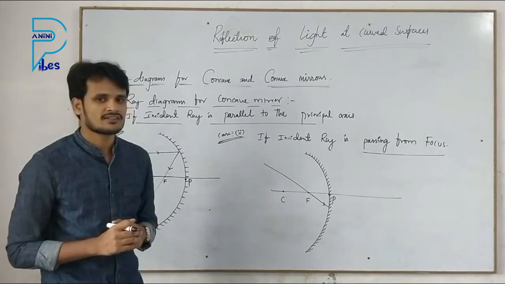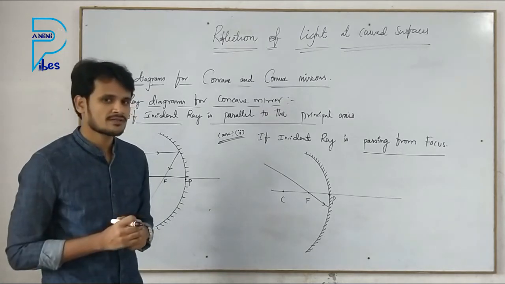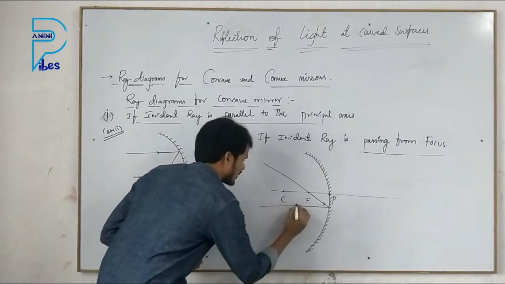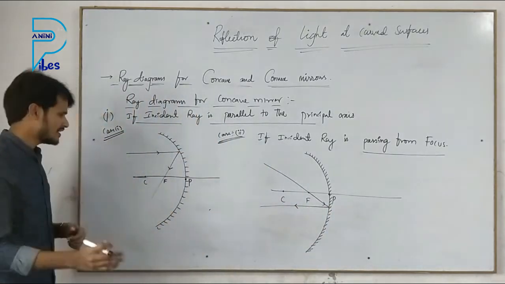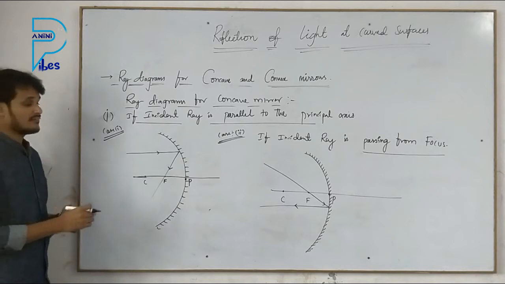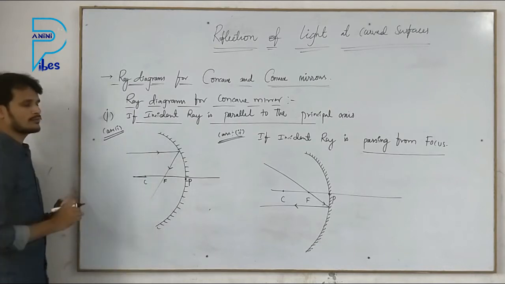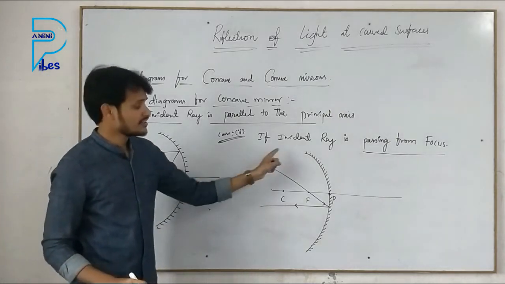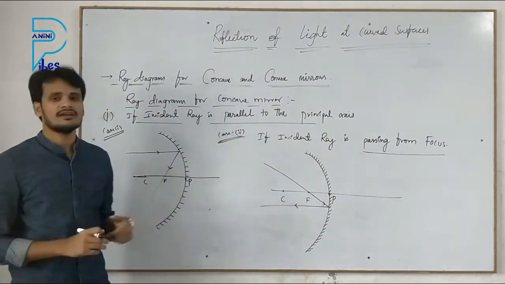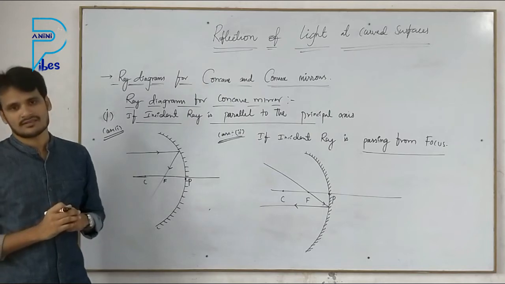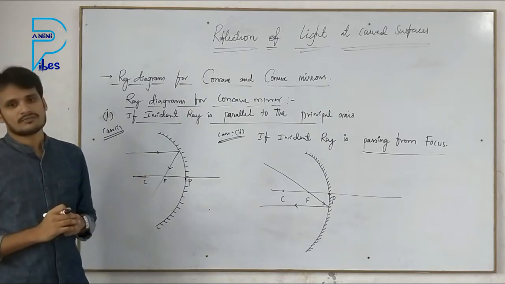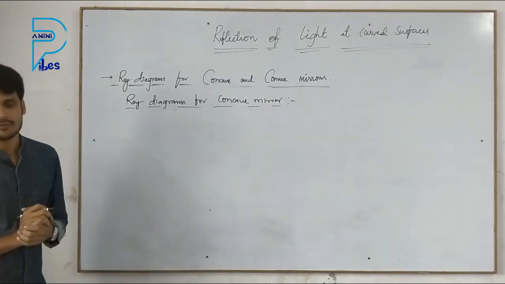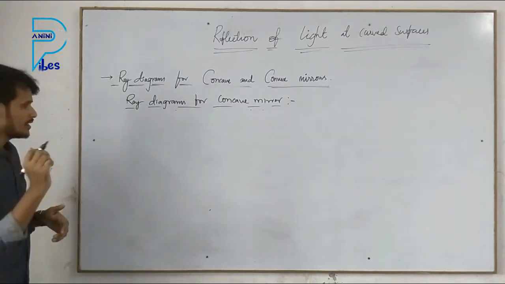What is our reflection now? Where does the reflected ray pass out? After reflection, the reflected ray is parallel to the principal axis. It's exactly opposite to the first case. In the first case, if the incident ray is parallel to the principal axis, the reflected ray passes through the focus. But in this case, if the incident ray passes through the focus, the reflected ray is exactly parallel to the principal axis. That is our second case. And let's see the third ray diagram for a concave mirror.